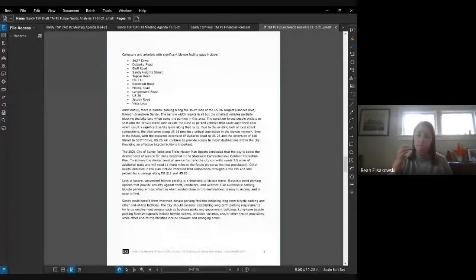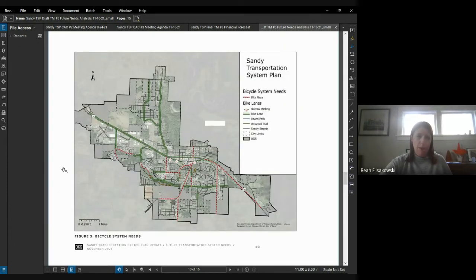Okay, I'm going to keep us moving. It's almost 2:00. So back to the memo. The next thing we looked at was bicycle facilities. Through our inventory and our analysis, there's quite a few collectors and arterials that we highlighted that had some significant gaps for bicycles. You can see the big long list here. I think it's easier to find them on this map.